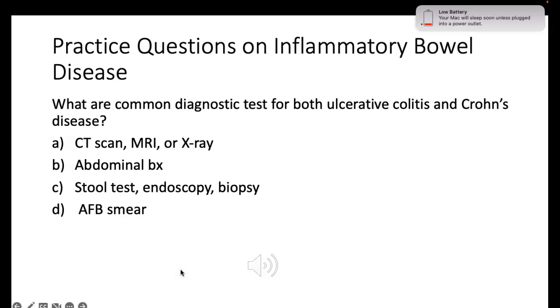Last question, guys. What are common diagnostic tests for both ulcerative colitis and Crohn's disease? Is it A, CT scan, MRI, or X-ray? B, abdominal biopsy? C, stool test, endoscopy, and biopsy?